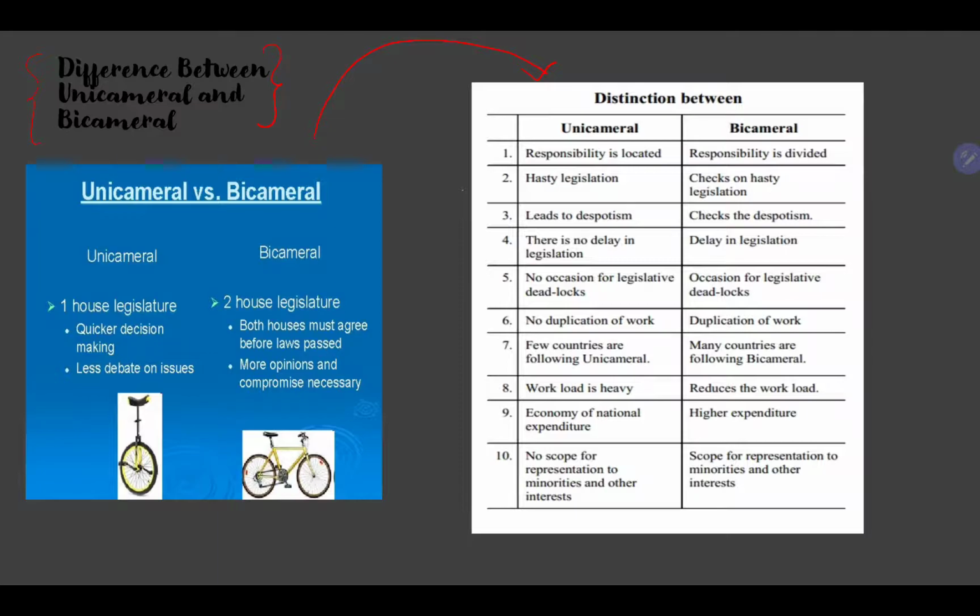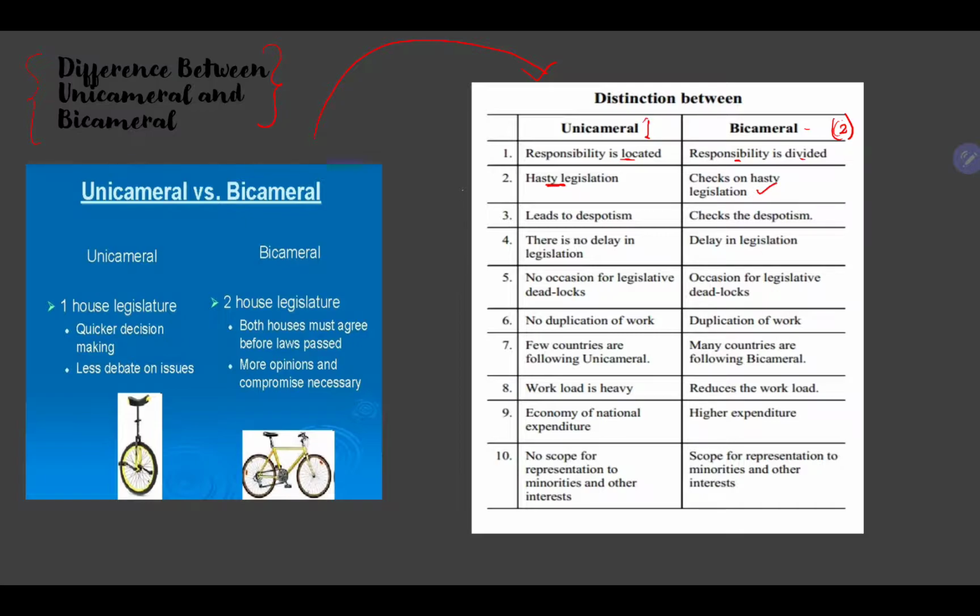In this part I have 10 points each for unicameral and bicameral. You need to follow and write them down, and please be sure that they are quite different from each other. In unicameral, responsibility is located in one place, whereas in bicameral, responsibility is divided, because it has two chambers, so responsibility is divided.